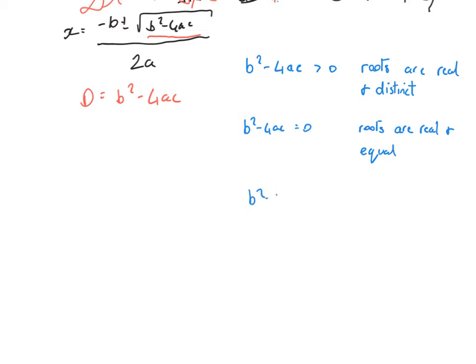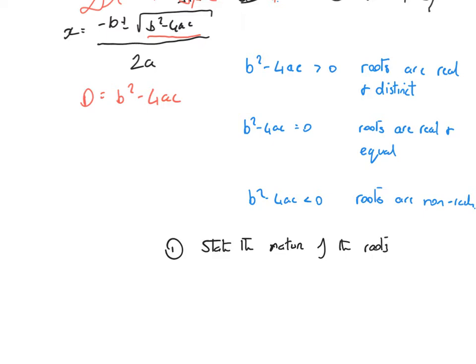And then we've got b squared minus 4ac is less than 0, and that means that the roots are non-real. Now, what does this language mean? Well, that's something that we'll cover in class. But let's just get into some of these. So what we're going to do is something called state the nature of the roots, for the following examples. Let's start with example A. Example A is going to be 3x squared plus 5x plus 1 equals 0.